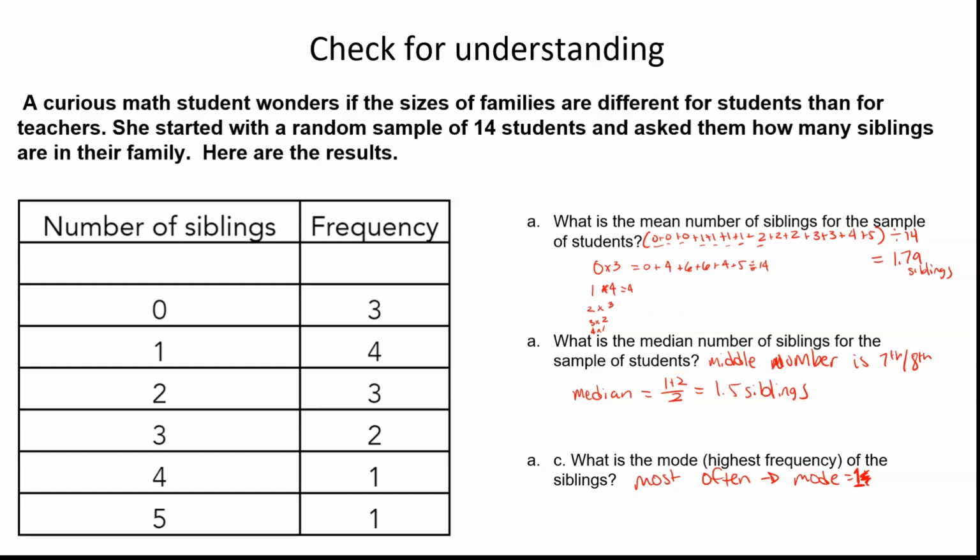And then our mode right here is the highest frequency. The highest frequency is right here, 4. So what has the highest frequency? 1 sibling. So now we have our mean, our median, and our mode.